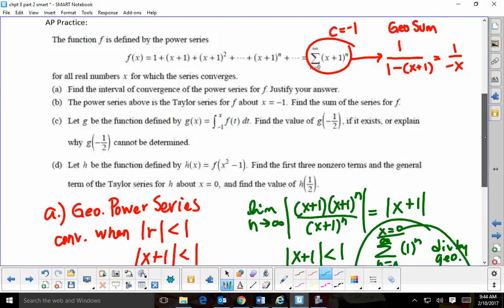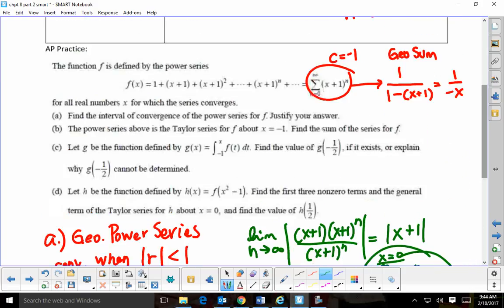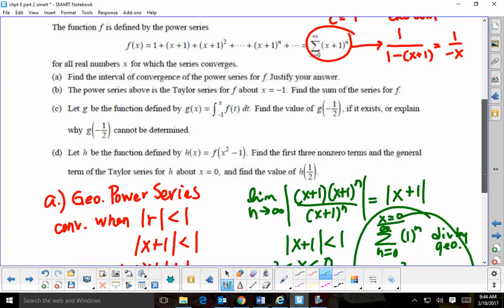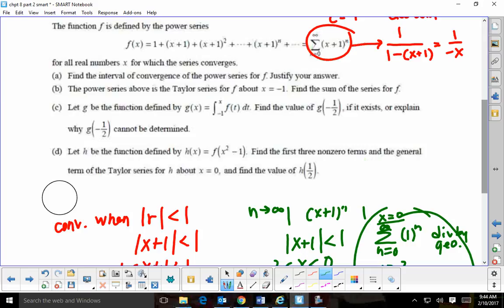Because you have to do n plus 1, a sub n plus 1 over a sub n. So n plus 1. Okay. Alright, so A we could have done either way. Let's go on to B. And I'm just going to erase this so I can see.